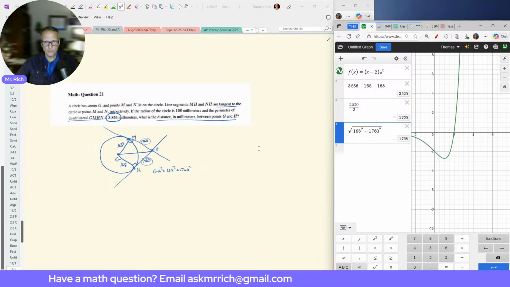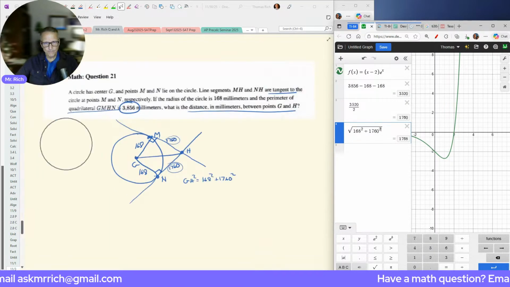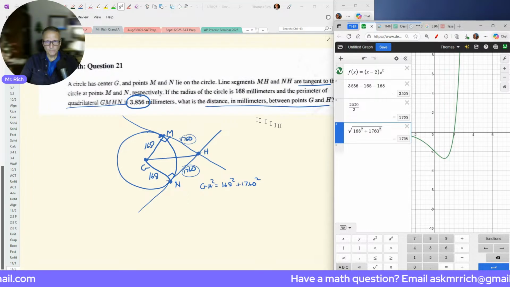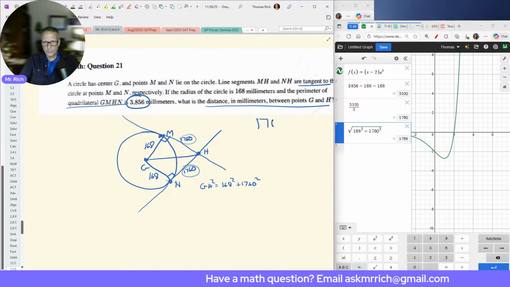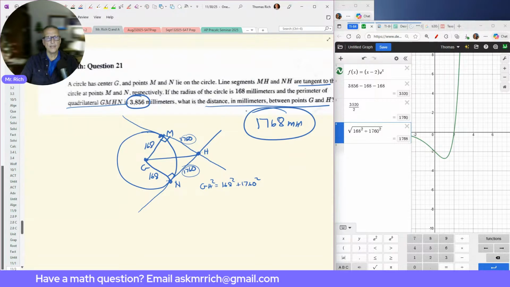I think this was multiple choice. I'm pretty sure this was a multiple choice question, but the answer ends up being 1,768 millimeters. That's what that was.